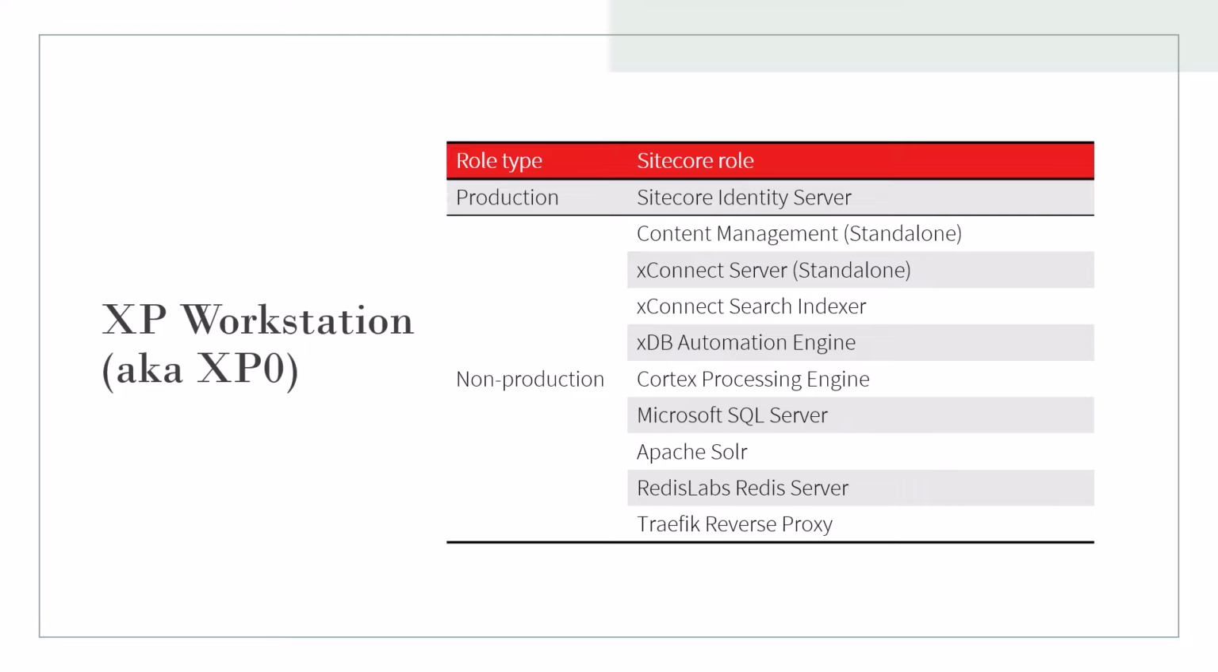All Sitecore roles belong to a role type. The production role type is for images that can be used in both production and development environments. The non-production role type lists Docker images that can only be used in development environments.